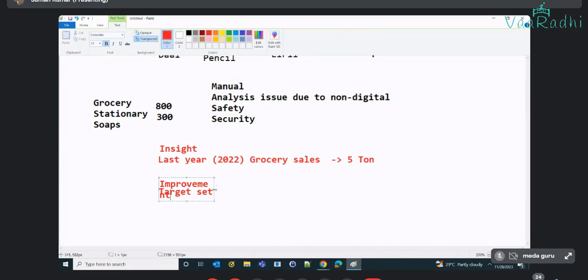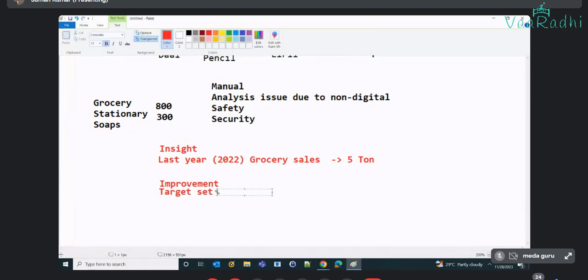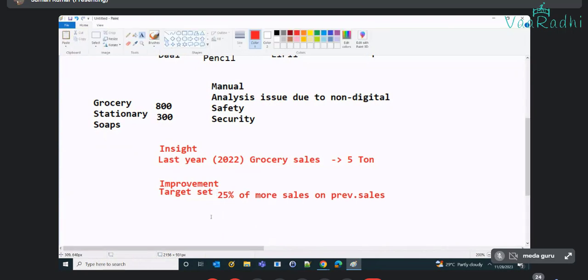Setting my target at 25% more sales on previous year sales. This was an improvement I made in the system. How am I able to achieve this? Through the availability of historical data.